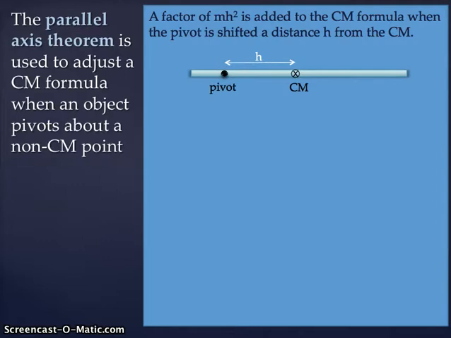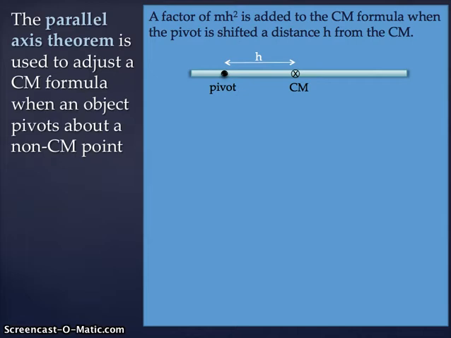There are many situations where an object does not pivot around its center of mass. Well, in order to handle this, what we do is we add a factor of m times h squared to the original formula. And the mass in that little factor is the full mass of the object, and then the h is the shift distance. So you can see from the diagram here, if we are pivoting it at a point slightly to the left of the center of mass, the shift between the center of mass point to the new pivot is what we call h.